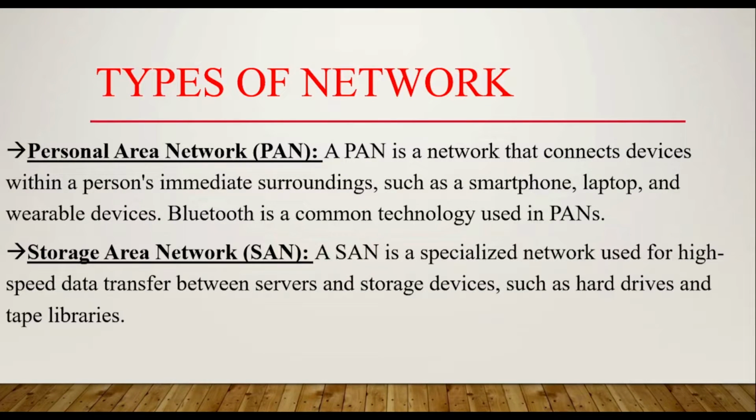We will also study PAN, personal area network. A PAN is a network that connects devices within a person's immediate surroundings, such as a smartphone, laptop, and wearable devices. Bluetooth is a common technology used in PANs. Next one is SAN, storage area network. A SAN is a specialized network used for high-speed data transfer between servers and storage devices, such as hard drives and tape libraries.